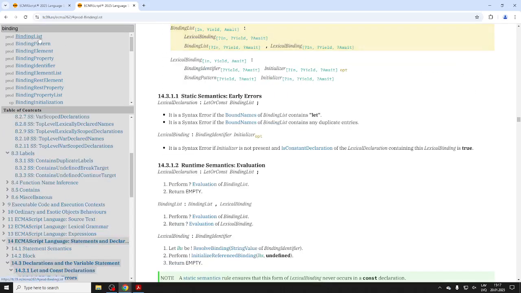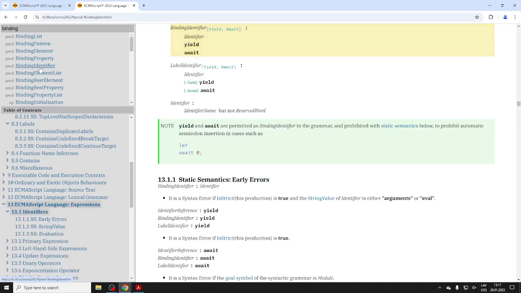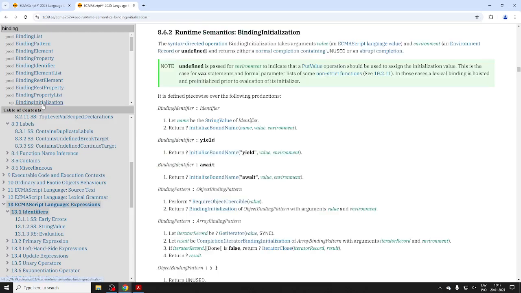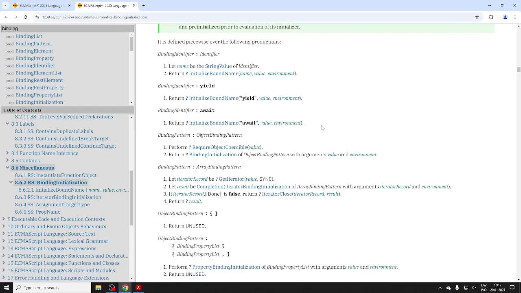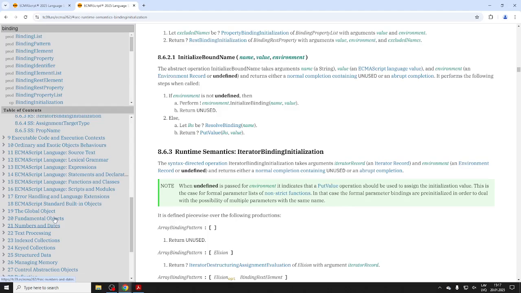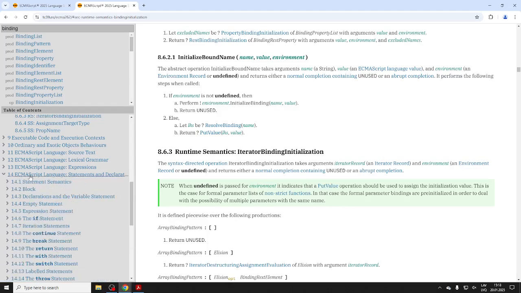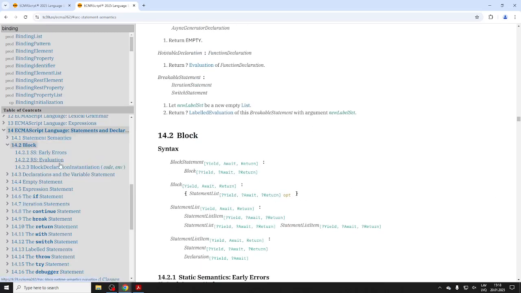Production binding list, early errors. This is very hard. Binding identifier, that's yield, await. Okay, value, an environment. No completion or approved completion. All right, let me see if you can see the expressions. Statements, oh, statements and declarations. Empty statement, expression statement.